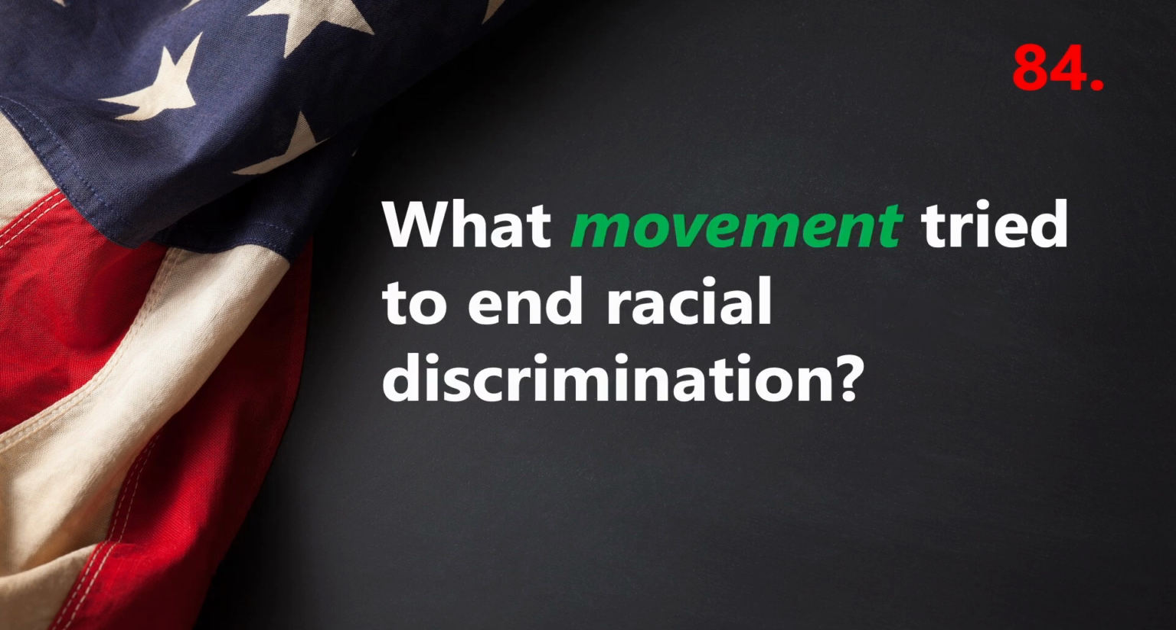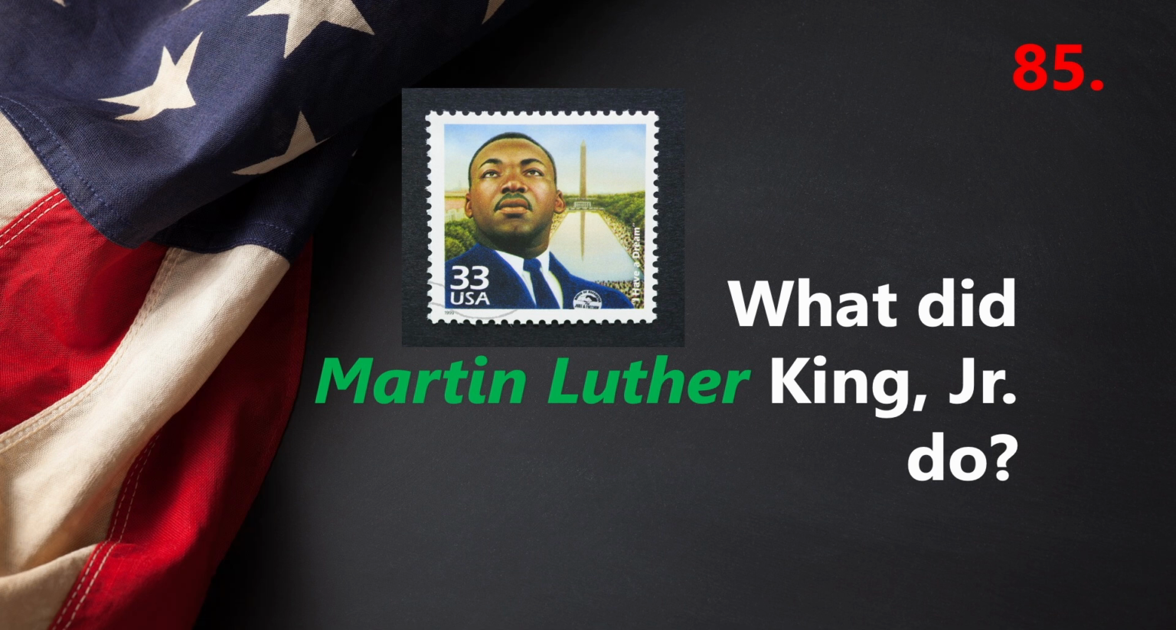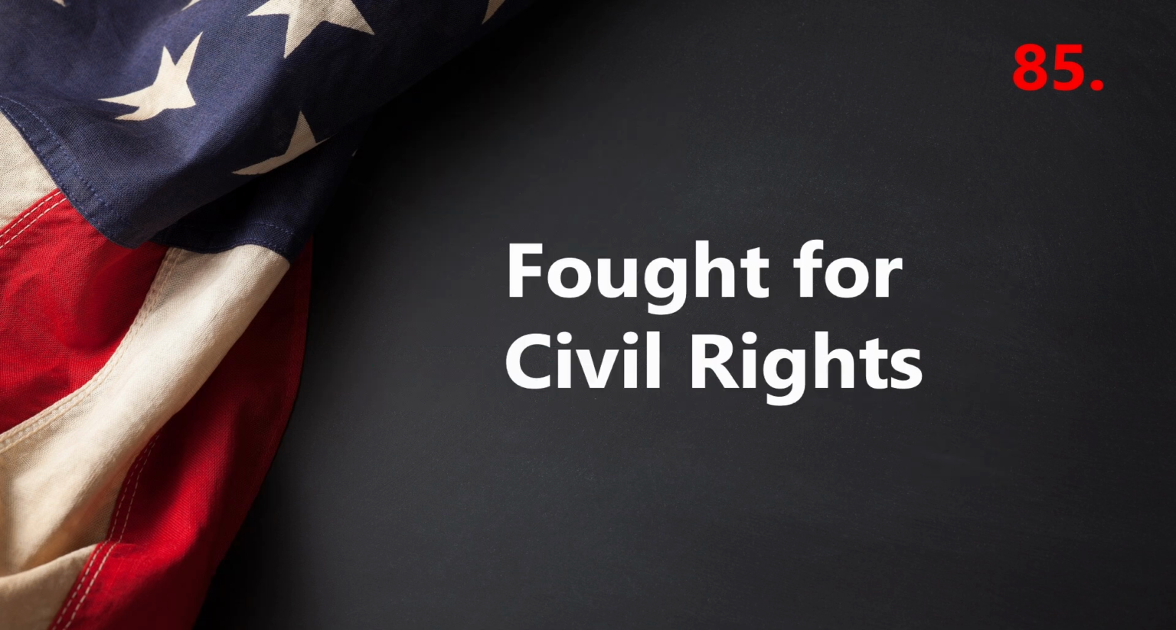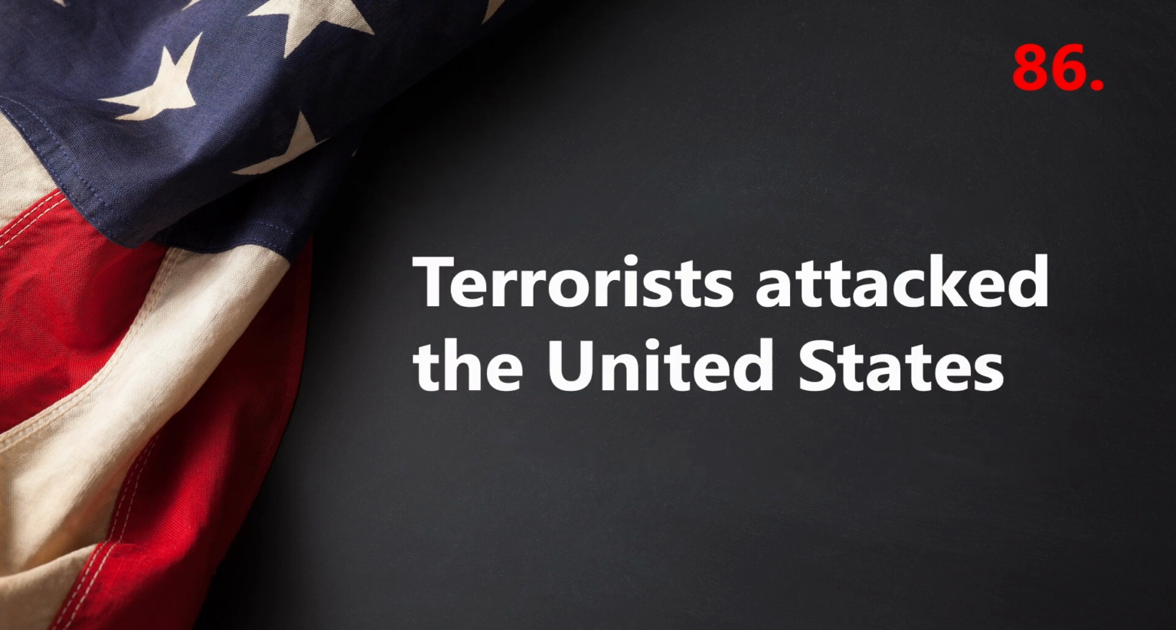What movement tried to end racial discrimination? Civil Rights Movement. What did Martin Luther King Jr. do? Fought for civil rights. What major event happened on September 11, 2001, in the United States? Terrorists attacked the United States.